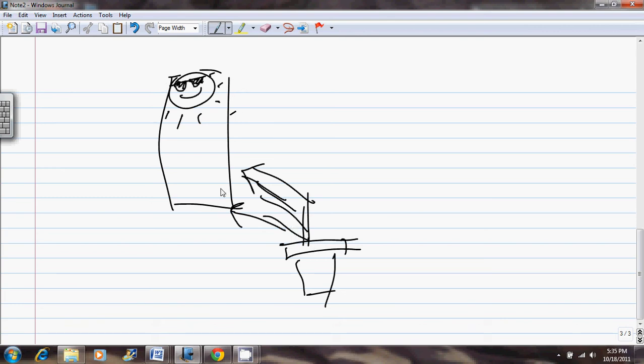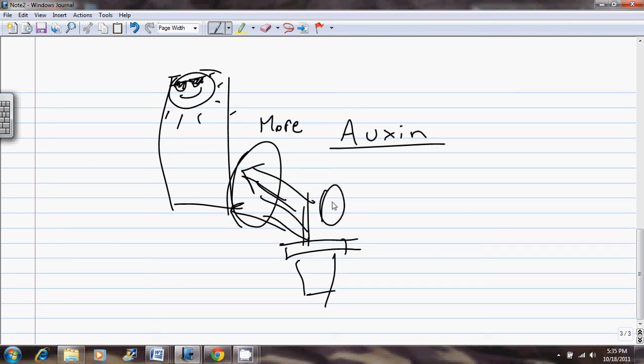Now, how this works, and you don't have to worry about this for the test, but it can be a little bit of good background knowledge that you'll run into when you take biology later in life, is auxin. Now, on a plant with the side with the sun, it'll have more auxin. And on the side with less, away from the sun, you can have less auxin. So what the plant does is it uses this hormone auxin in order to tell it to grow where there's more auxin.